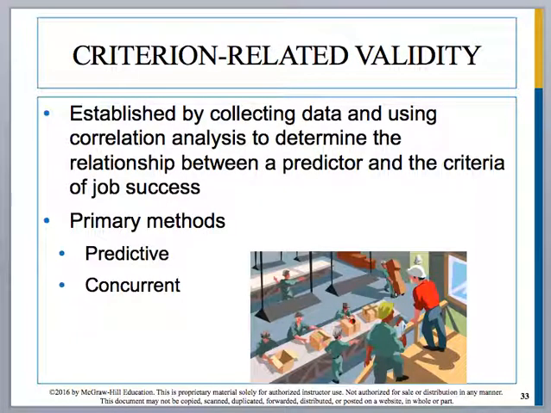So I mentioned a moment ago about criterion-related validity, and that's established by collecting data and using a correlation analysis to determine the relationship between a predictor and the criteria of job success. So we are looking at the correlation between what we predict, how well we predict someone to succeed in a job, the criteria of what success looks like on the job. And there are some primary methods that are used, both predictive and concurrent.